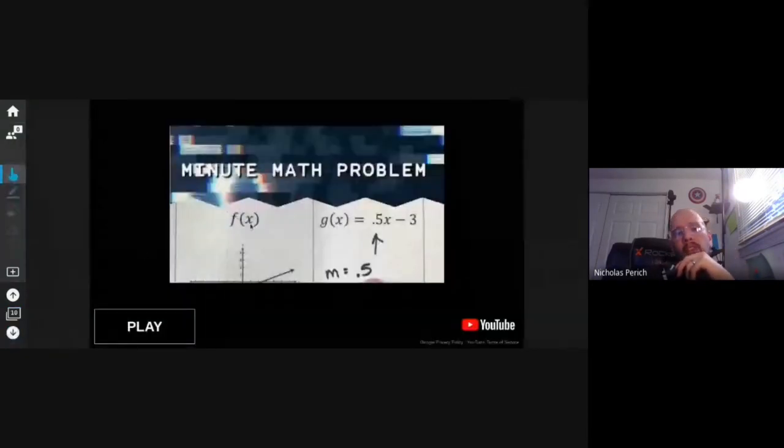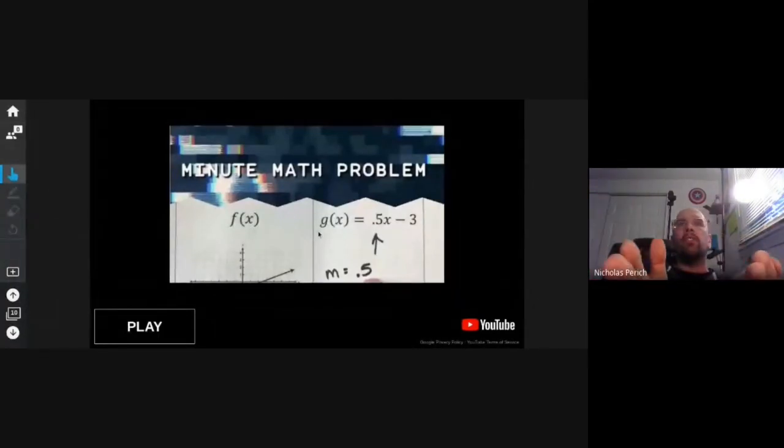Now, here it says f of x and g of x. Remember the video we watched the other day where it said f of x? F of x is the same as y. But this talks about greater rate of change. And remember, slope and rate of change, or slope and rate, are the same thing. The number in front of x is your rate.